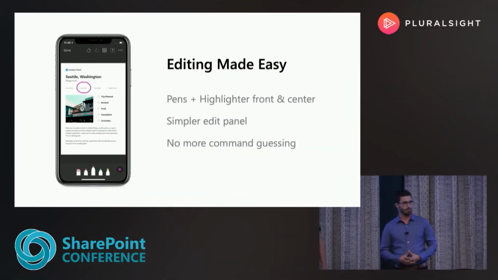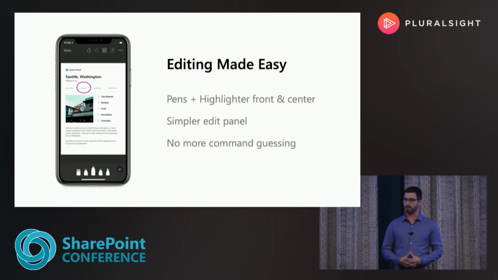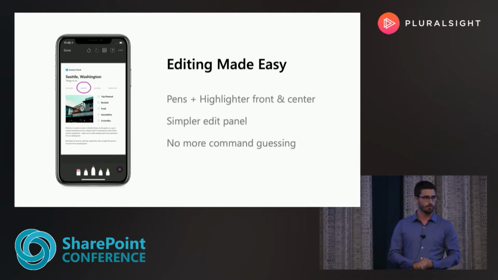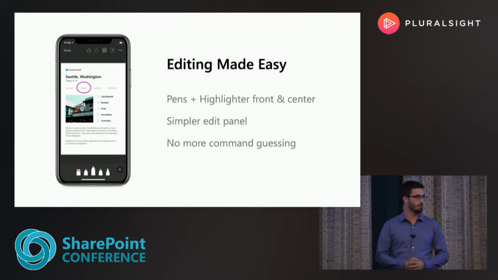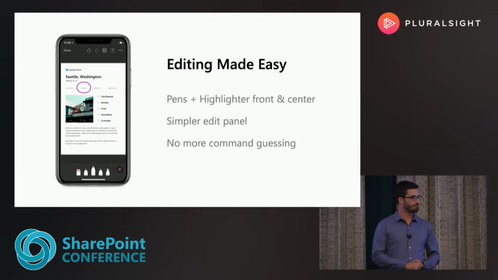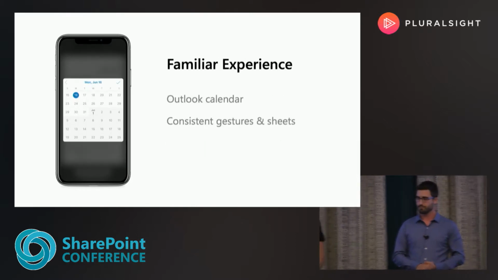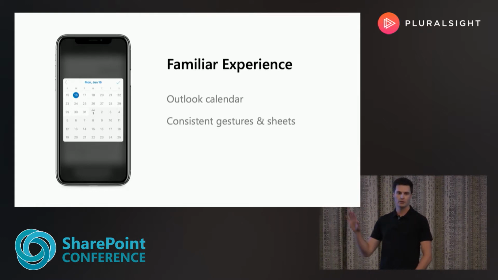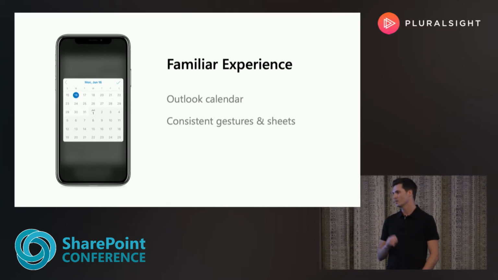PDFs are one of the most used file types in OneDrive, and listening to your feedback, we knew we had to provide a best-in-class editing experience. So we think we delivered on that. We've got a gorgeous new dark interface. We've got the brand new markup tools and the simpler editing panel to configure them. And we don't have any more of those hidden commands. It's very simple to find whatever you're looking for. The second thing we did was to bring in just a super familiar experience. From the Outlook calendar to more consistent sheets and gestures, it's a pre-learned experience that's just easy to use.